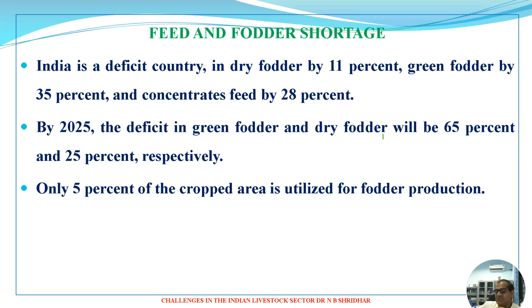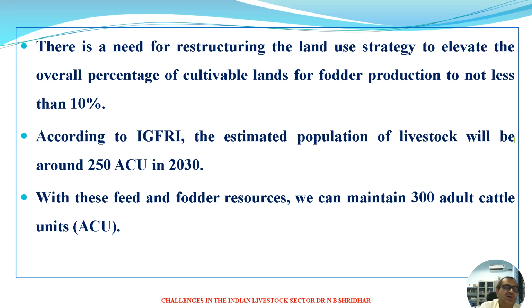Then feed and fodder shortage is always there. India is a deficit country in dry fodder by 11%, green fodder by 35%, and concentrates 28%. This is a very big gap. Whereas in the year 2025, the deficit in green fodder and dry fodder will be 65% and 25% respectively. There is a deficiency always. Only 5% of the crop area is utilized for fodder production, and we are giving very little importance to green fodder or dry fodder production. And there is a need for restructuring of the land use strategy to elevate the overall percentage of the cultivated land for fodder production to not less than 10%.